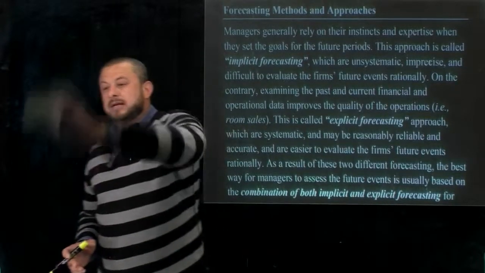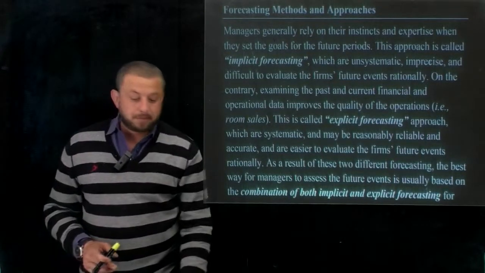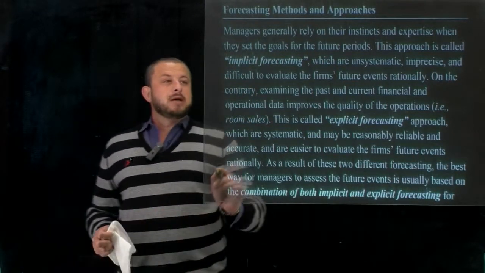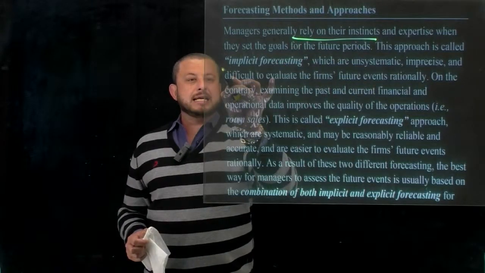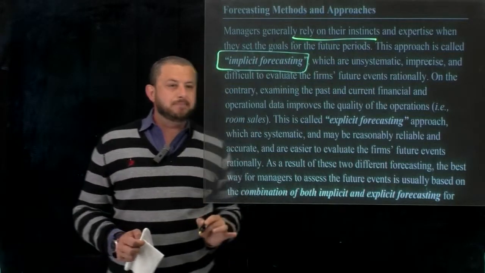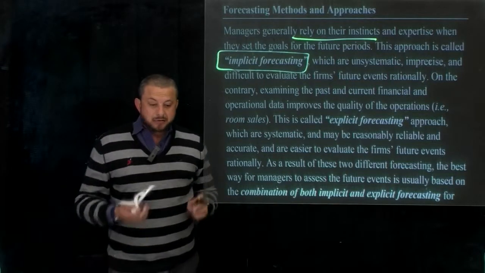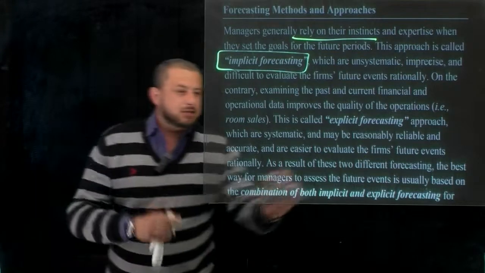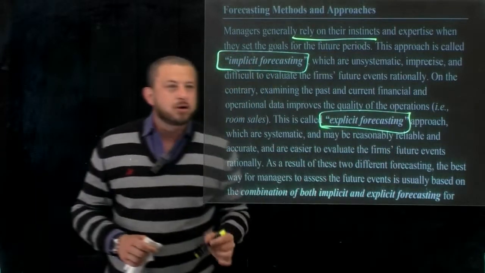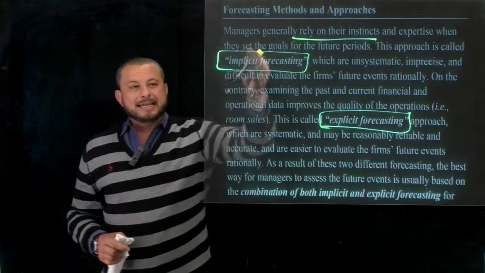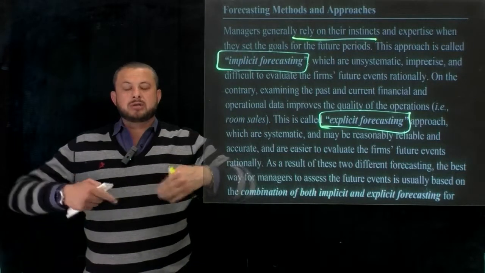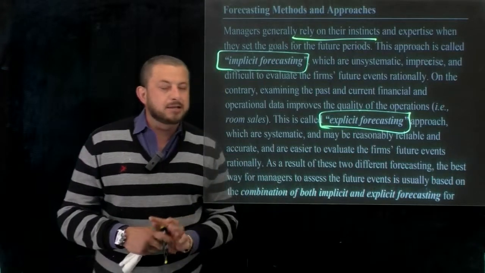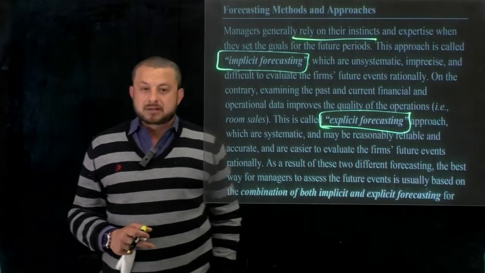However, it might not give you the full picture of what might happen in the future in forecasting. So, if the managers rely on their instincts, it's called implicit forecasting. However, if the managers rely solely on the numbers, the quantitative approaches, it is called explicit forecasting. So implicit forecasting indicates the procedures or tools for qualitative approaches, and explicit forecasting is the quantitative approaches.